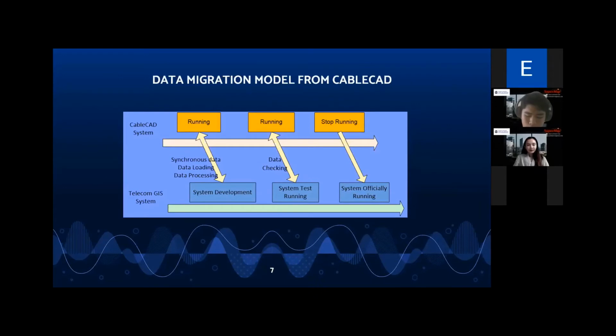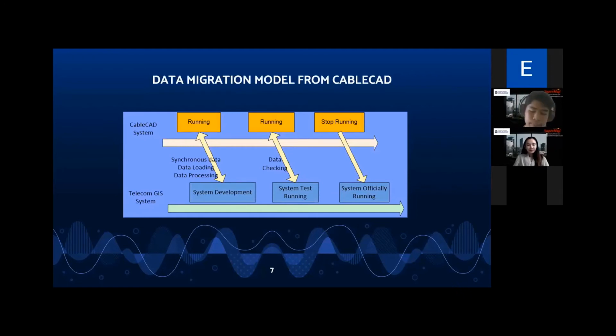The first part is the system development stage of the GIS system. This involves synchronous data loading and data processing alongside the existing CableCAD system. This stage calibrates the GIS system to adapt to the needs of the user. As mentioned before, different companies have different practices and preferences. And this is the stage where we adapt the GIS system to fit those company preferences and make sure that the GIS system accordingly provides efficient tools and streamlined workflows.